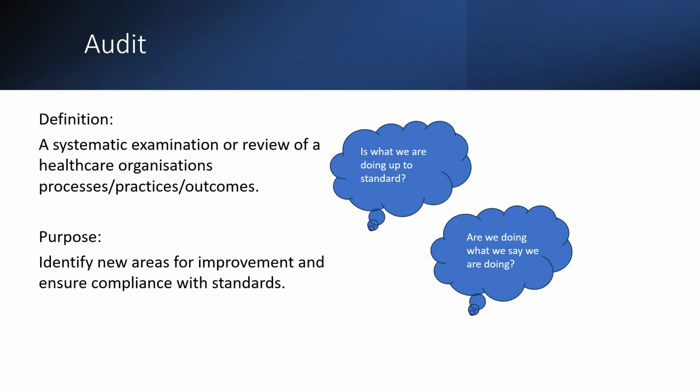So what we're really asking is are we doing what's up to standard? And are we doing what we say we're doing? So standards are things such as guidelines, and these can be national guidelines or they can be local guidelines, they can be protocols, they can be whatever you would consider is a standard of practice within your healthcare setting. And what you do in an audit is you try and work out if what you're doing in your healthcare practice or setting is actually what a standard which has been developed is saying you should do.